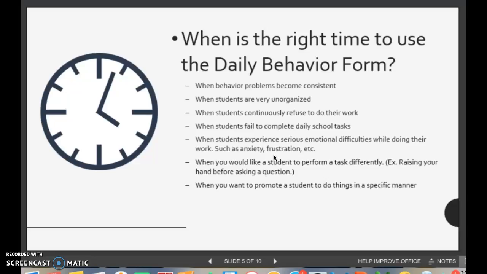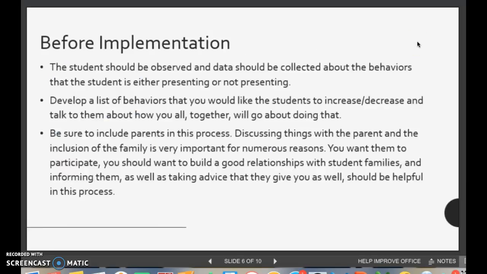It can be used when you want a student to perform a task differently, so increasing a behavior, like increasing raising your hand before asking a question, increasing the behavior of not getting out of your seat, or when you want to promote students to do things in a specific manner. Before implementing this, the student should be observed and data should be collected before this intervention is implemented at all.